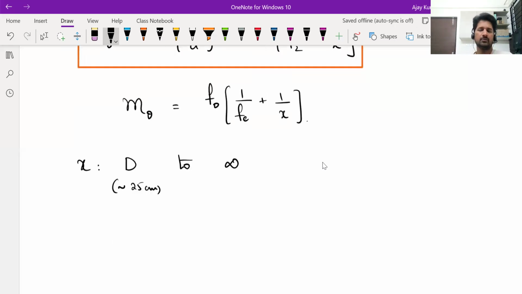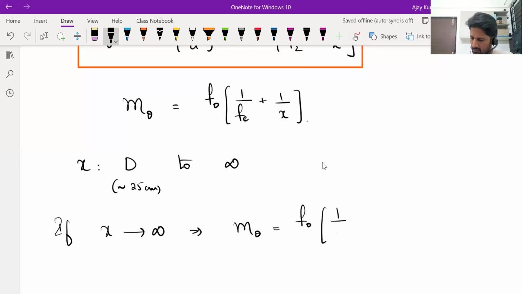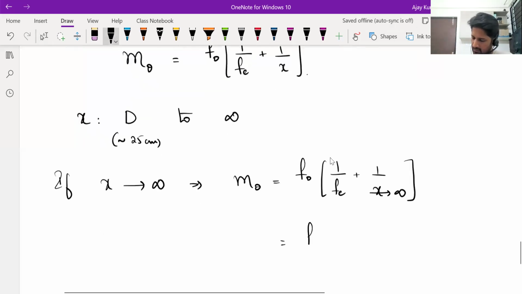Now in the NCERT textbook, they have taken only one case of magnification. They assumed the final image forms at infinity. If the final image forms at infinity, how much is the magnification from the telescope? It will be f0 into (1 by fe plus 1 by x), with x tending to infinity. 1 by infinity tends to 0. Therefore, the magnification becomes f0 by fe.